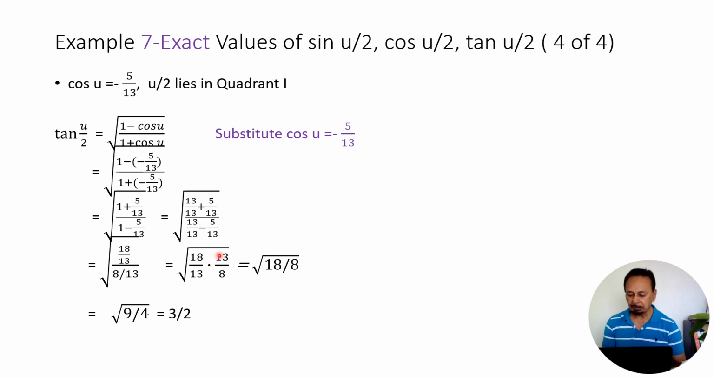So now it looks like 13 cancels with 13, you're left with square root of 18 over 8. And now we simplify here, divide by 2 into 18 and 8, it will be 9 over 4. So now square root of 9 is 3 and square root of 4 is 2. So tangent u over 2 is 3 over 2.